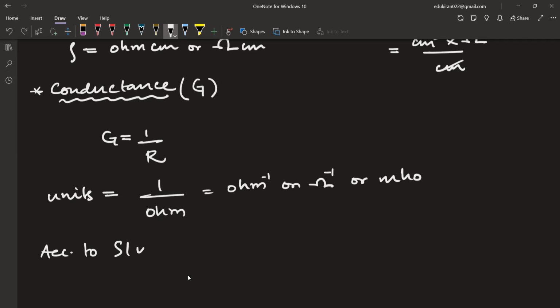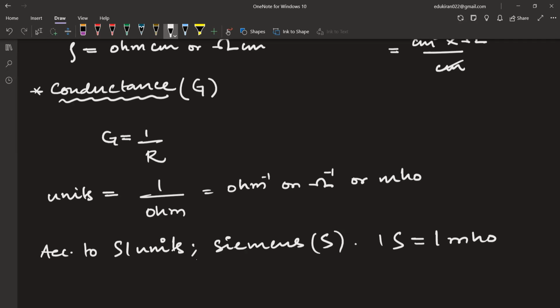According to SI units, it is Siemens, denoted by S. You do not need to remember any conversion factor. 1 Siemens is equal to 1 mho. Got this? Yes or no, please tell me. Let's move ahead.